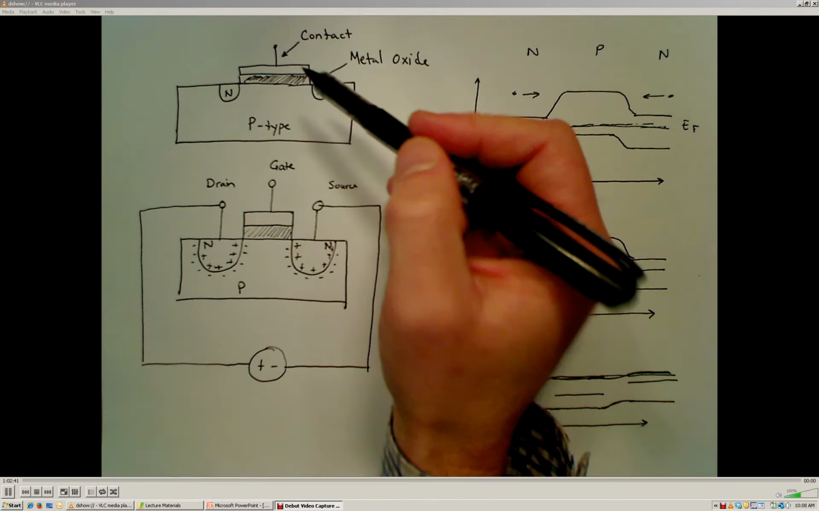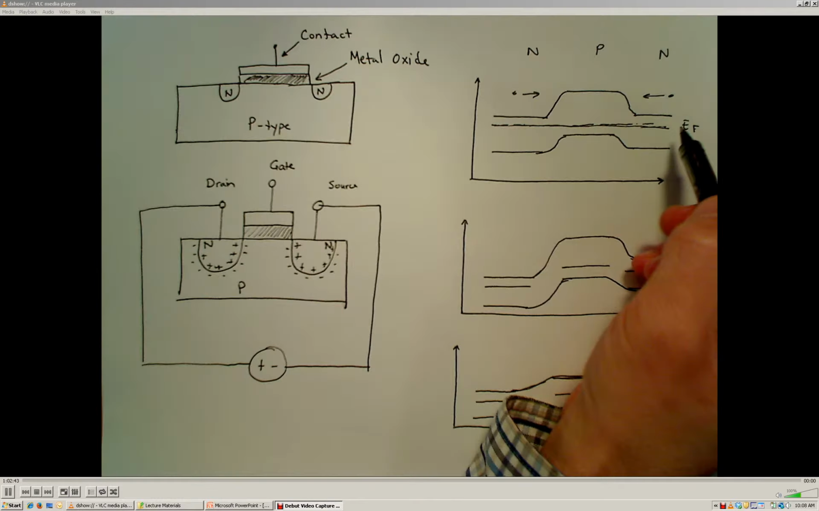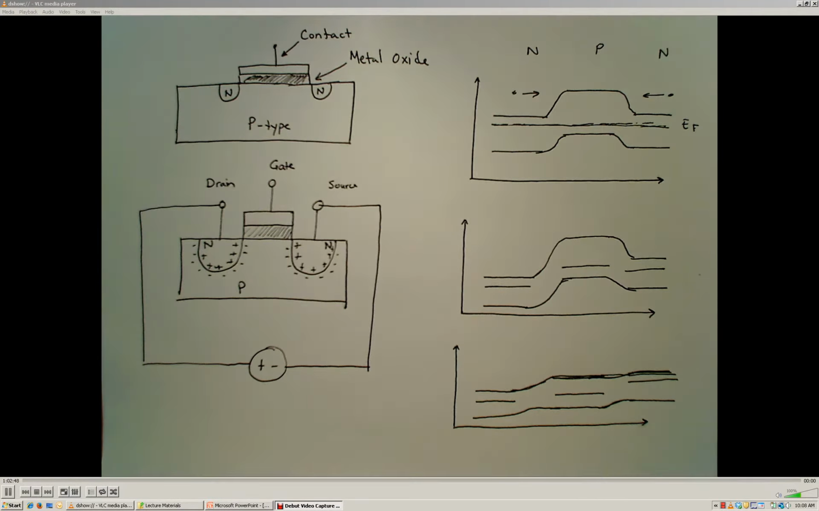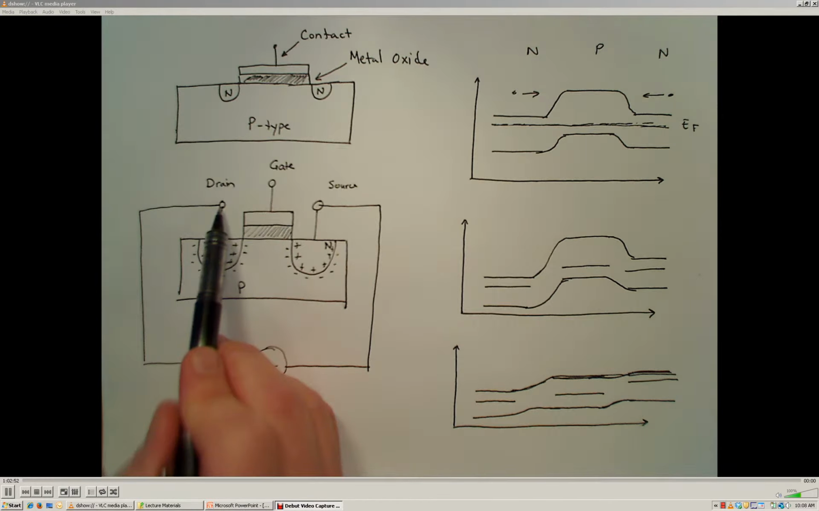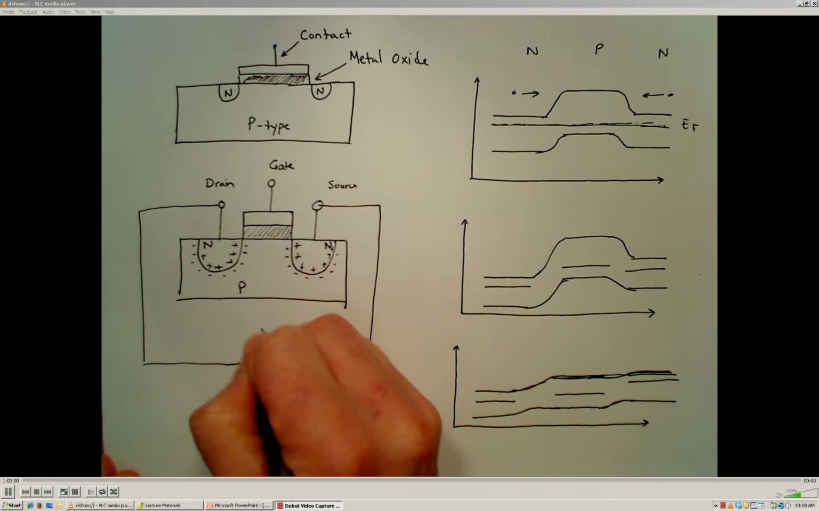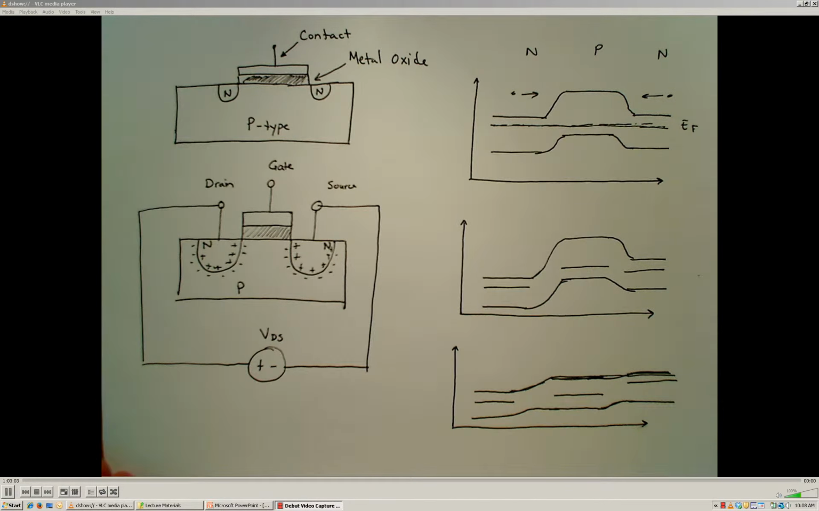Now this is the case where we have no applied potential anywhere in the system. So now we're going to look at what happens if we first connect the drain and the source together with a voltage supply. So we supply a potential difference between the drain and the source, and we call this VDS because it's the potential difference between the drain and the source.